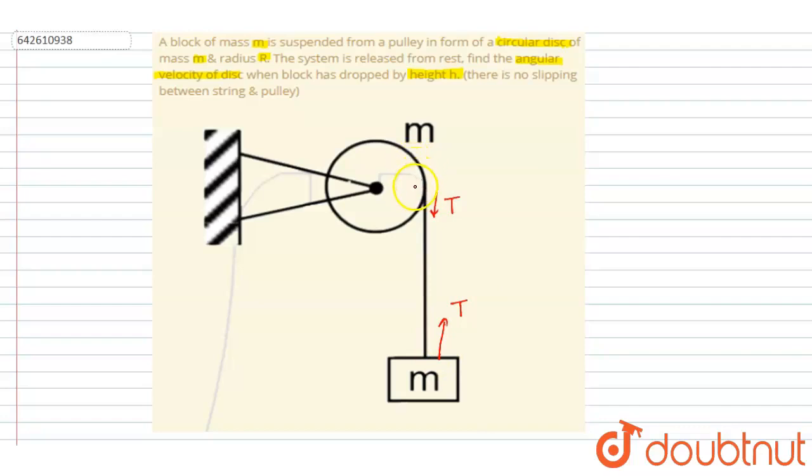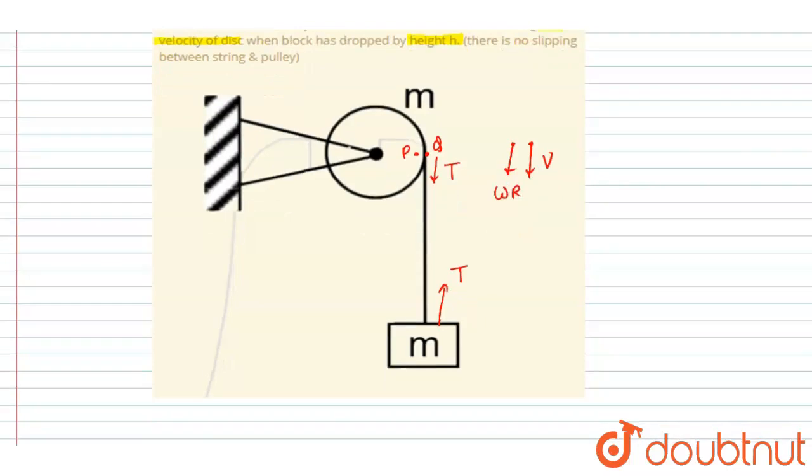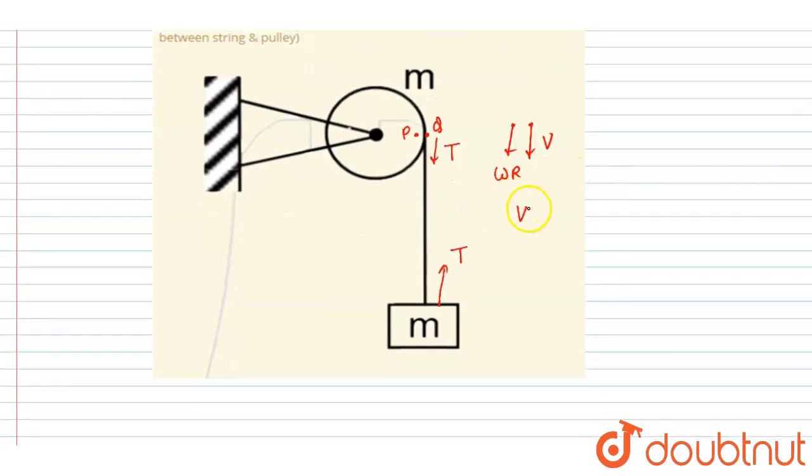Now there is no slipping at the point P and any point Q on this string, right? So if the point Q at any instant will have some velocity v, and this P will have a velocity omega r, then both two will be equal. So I will write v equals omega r since there is not any slipping.